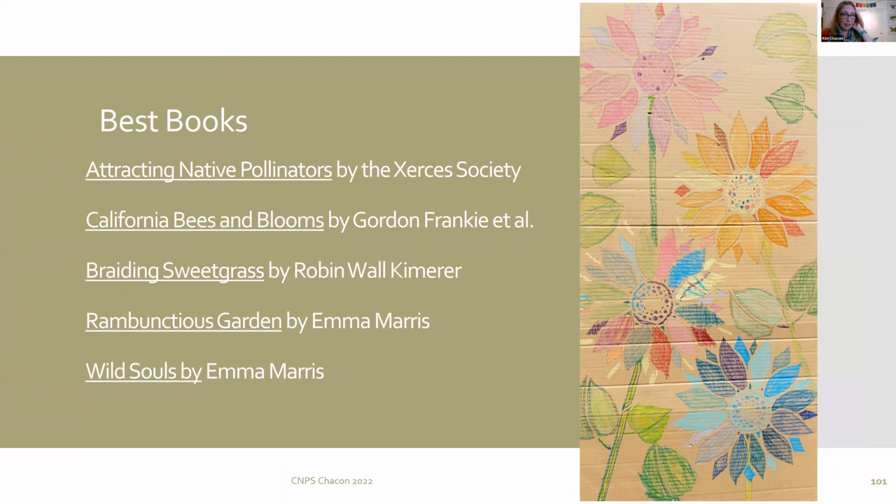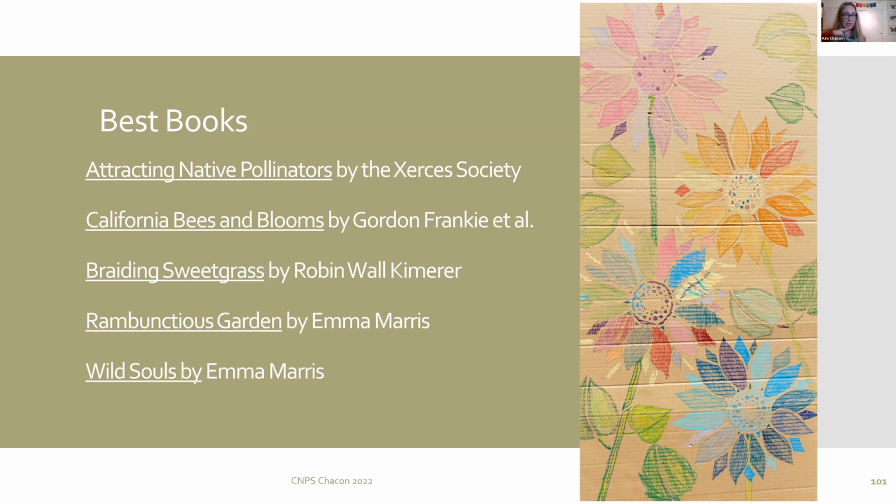If you're interested in pollinators, if this has been interesting to you, these are my favorite books that I suggest, especially the top two. Attracting Native Pollinators by the Xerces Society came out in 2011. It is still, I think, the top book. It's amazing. And the one right below it, California Bees and Blooms, was the other one that really helped my research. When we built these matrices about which bees use which plants, it was mostly from those two books. Both are excellent, and both are tailored to things that are appropriate for California.